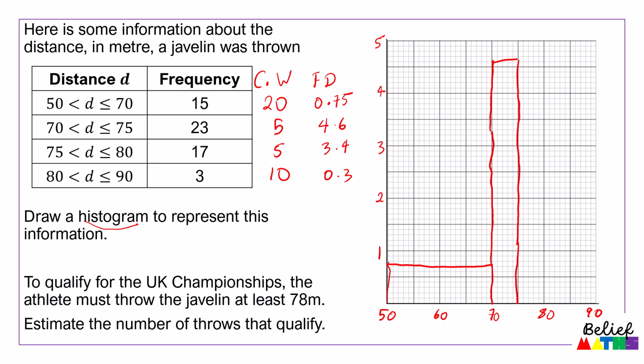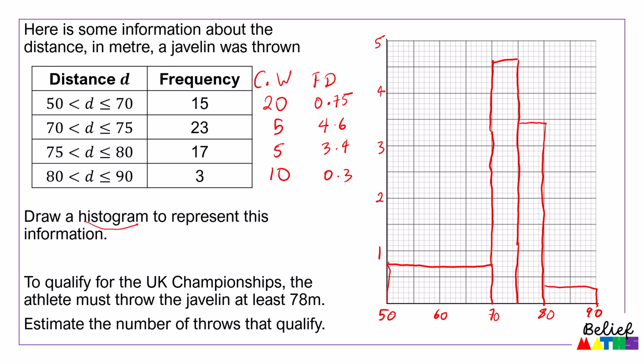Then our next one, 75 to 80, goes up to 3.4. So again, there's 3.4, 75 to 80. Coming all the way down to the bottom. And then finally 80 to 90 goes up to 0.3, so 0.1, 0.2, 0.3, across and down, and there's a histogram drawn. Now this one has a follow-up question for us.